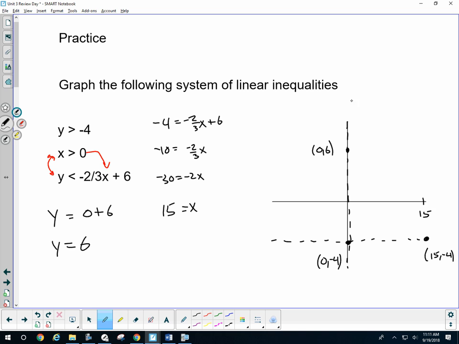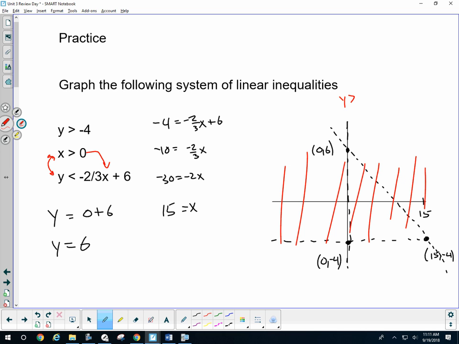Okay, so I have x. I have a dotted line because it's just greater than. I have the y dotted line, and I'll have a dotted line connecting these 2 points where we intersect. Okay, next part is shading. So remember, y's are greater than. Where are y's greater than? Up here. So I'm going to shade above for the y is greater than.